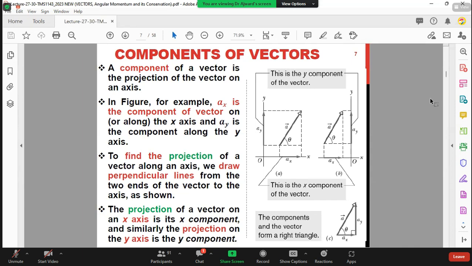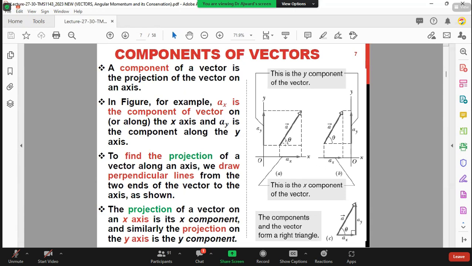These components you already learned when drawing free body diagrams. So if A was acceleration, then these would be acceleration components. But if A was a force, then you can, of course, project or resolve the force into its x component and y component.